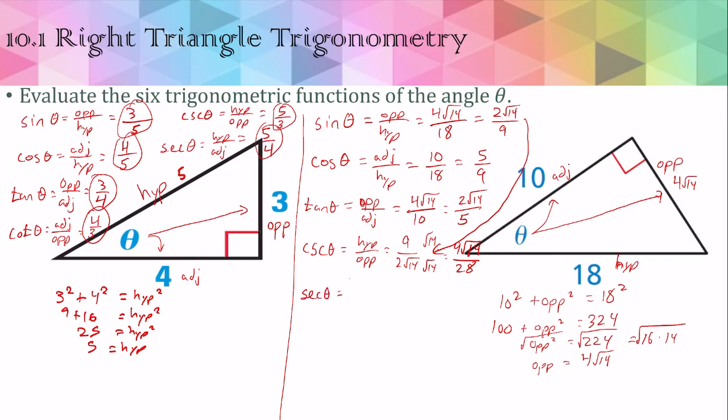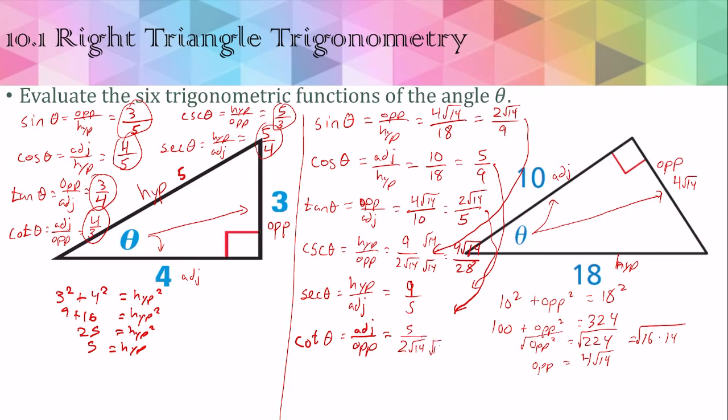Secant is the reciprocal of cosine, so it's hypotenuse over adjacent. So that's that one. Just flip it over, it'd be 9 over 5. And then cotangent is the reciprocal of tangent, the adjacent over the opposite. So I can just take that one and write it down here, but flip it over. Or you could have started from scratch and you get the same answers.